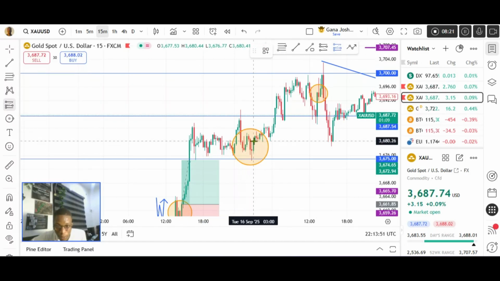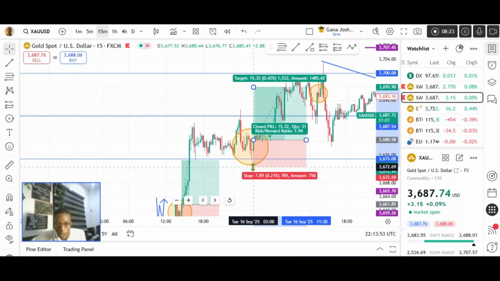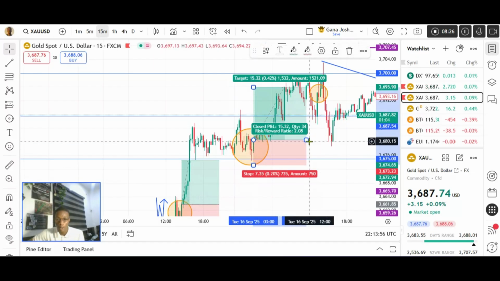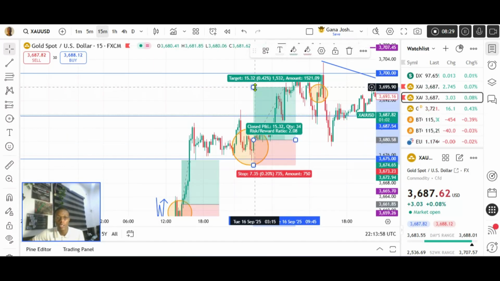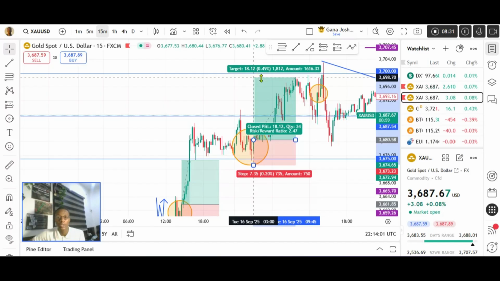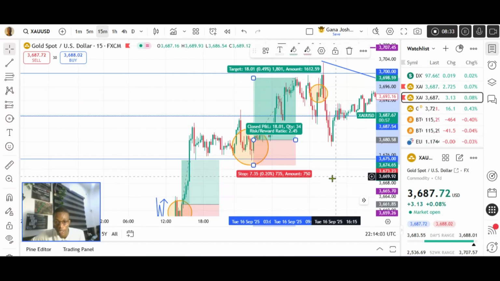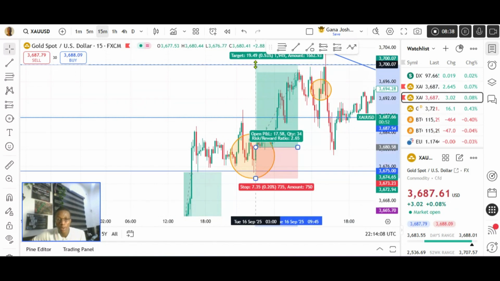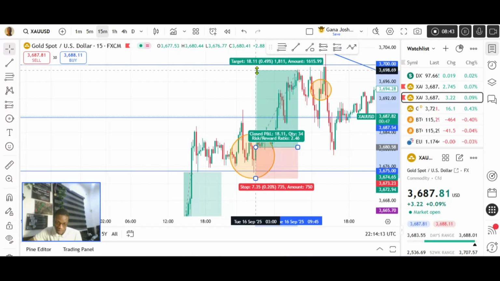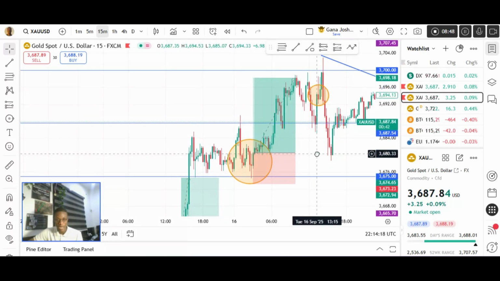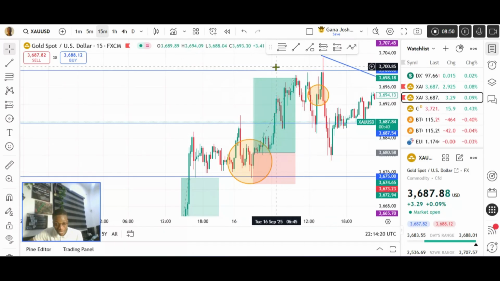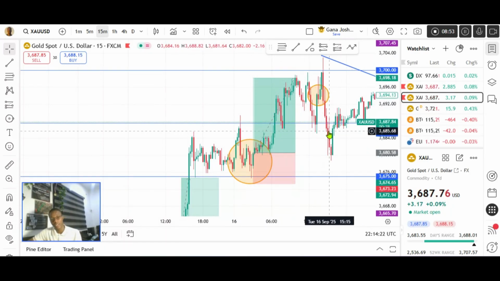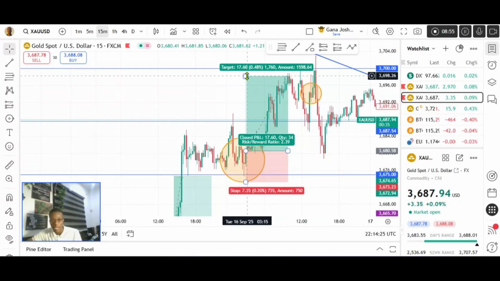So after the close of this candle, we just bought here, we put our stop loss here, and we targeted this resistance zone, 3,700. And as you can see, immediately, so you could target here, but for me, once you get to a resistance level, you target a little bit below it, because sometimes, and most times, price doesn't really get to that level before it reverses, especially if it's a strong resistance. So that's why it's safe.